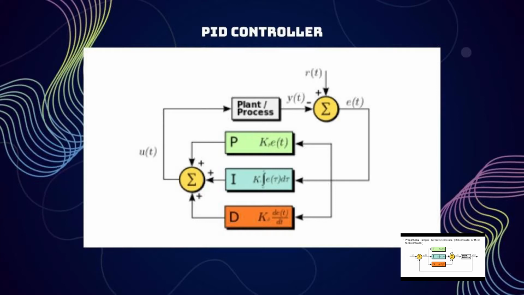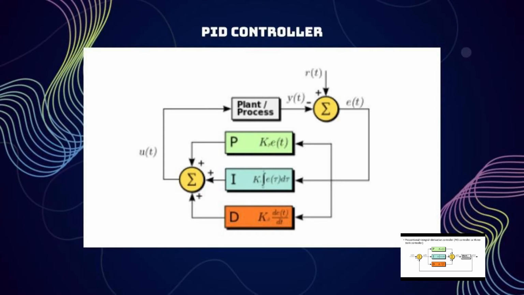Therefore, a PID control calculates an error value e(t) as the difference between the desired set point and the measured process variable on a continuous basis and performs a correction based on proportional, integral and derivative terms, defined by P, I and D accordingly. In addition, when PID control is coupled with a motor, it creates a closed loop system.